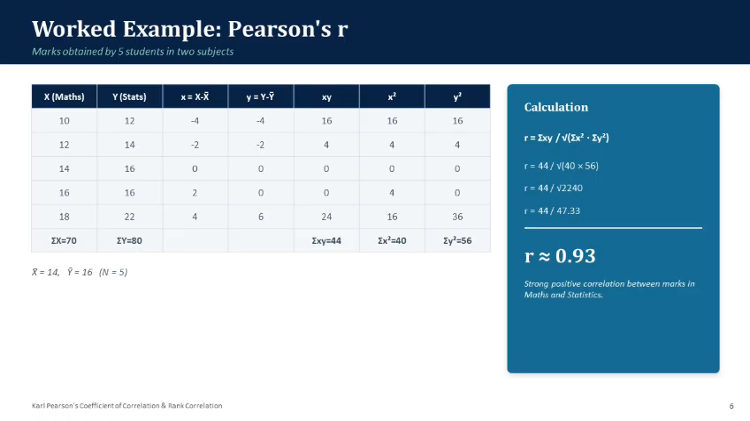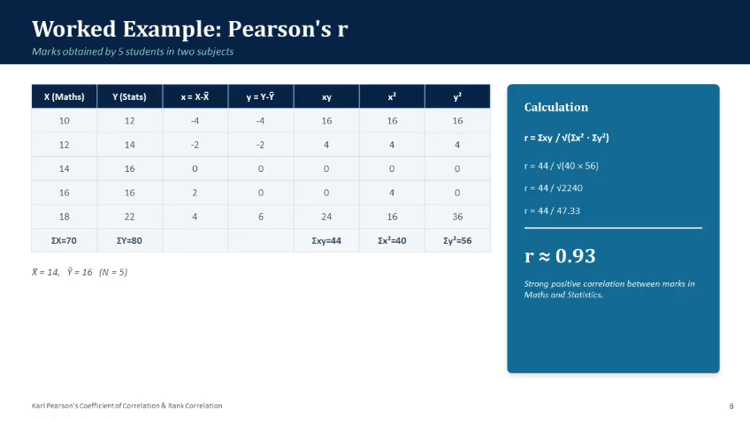Now we have to consider small y, that is equal to capital Y minus capital Y bar. Here y bar is the mean of capital Y. Therefore, y bar is equal to summation y by n, which is equal to 80 by 5, which is equal to 16. Therefore, the first value of small y will be 12 minus 16, which is equal to -4, 14 minus 16, which is equal to -2, and so on.